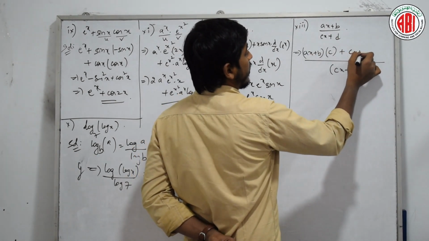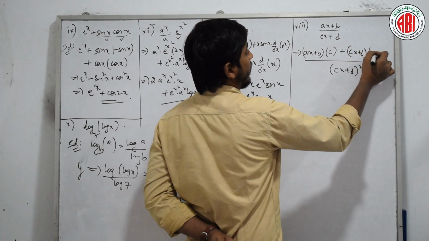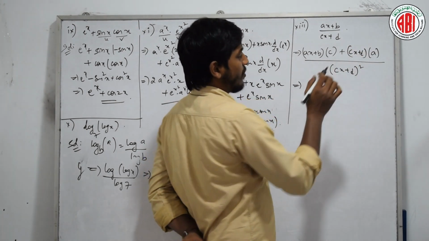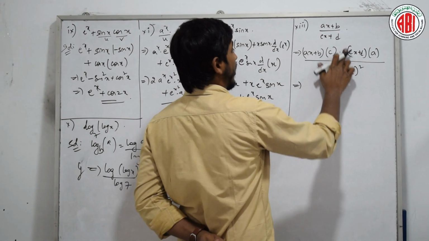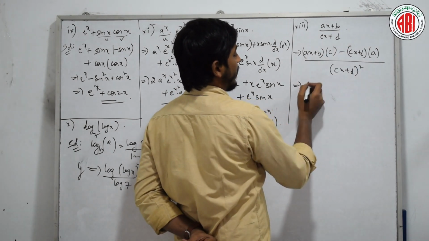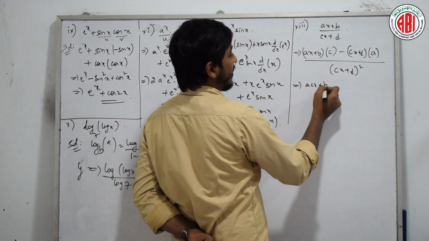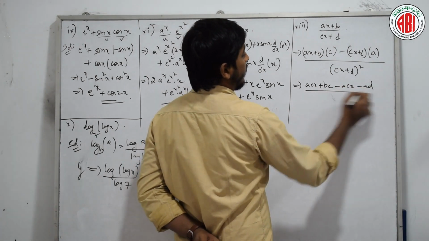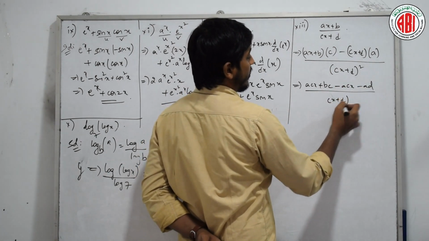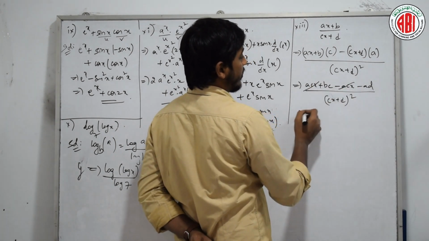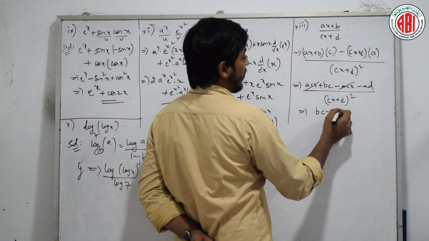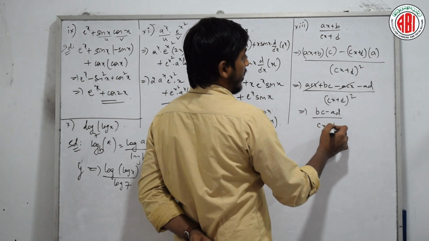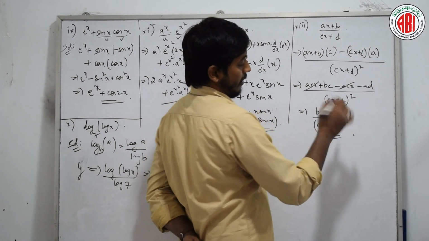Then cx plus d into differentiation of ax plus b, which is a. If you want to multiply you can, or else you can put it like this also. Just multiply: acx plus bc minus acx minus ad divided by cx plus d whole square. If you want to cancel, you can cancel these both. This will be bc minus ad by cx plus d whole square.